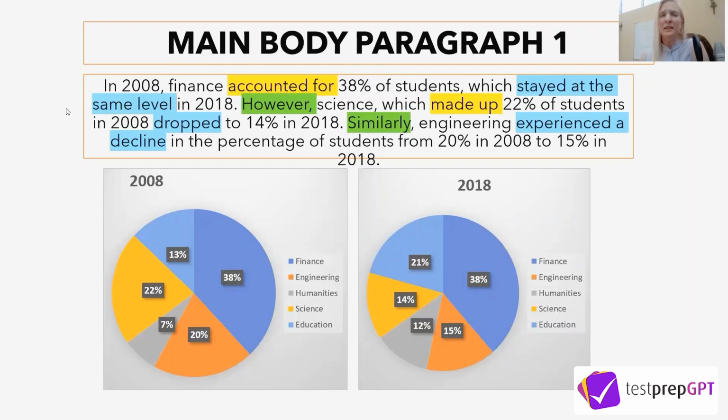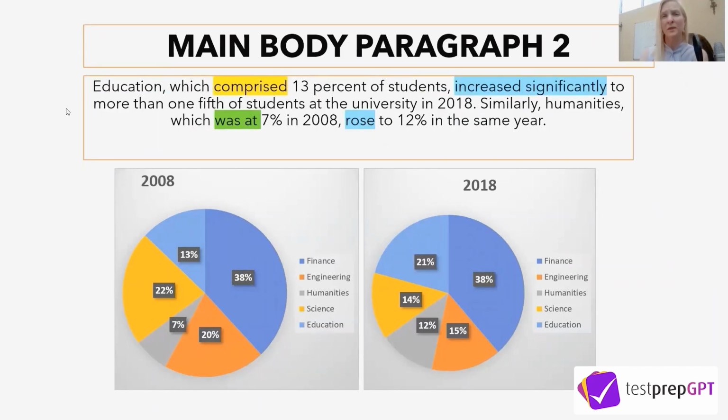So what I've done is I have made a comparison and I've made a similarity. So I have compared science to finance, and I have made a similarity between engineering and science. So I've used some lovely linkers, however, similarly, and I've used some interesting lexical resource, such as accounted for, stayed at the same level, dropped, experienced a decline. So those are expressions that we often use in pie charts and also in bar graphs.